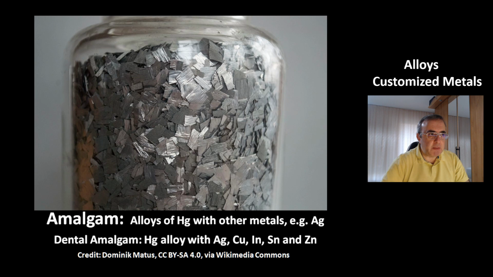This is a picture of amalgam, an alloy of mercury with silver. Amalgams are alloys of mercury with other metals. For example, dental amalgam is a mercury alloy with silver, copper, indium, tin, and zinc.